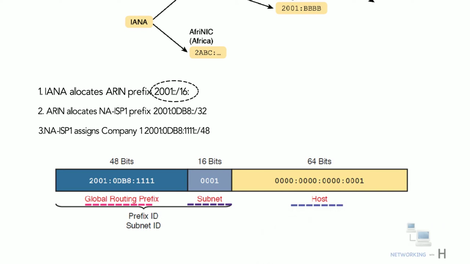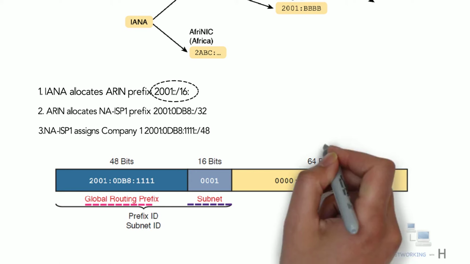The last one we have is interface ID or host ID, which identifies the interface on the subnet, equivalent to the host portion of the IPv4 address. The host portion is in most cases 64-bit.